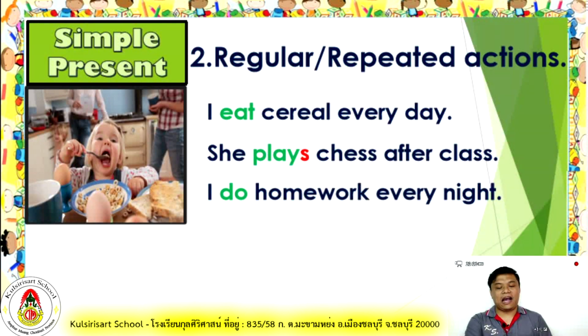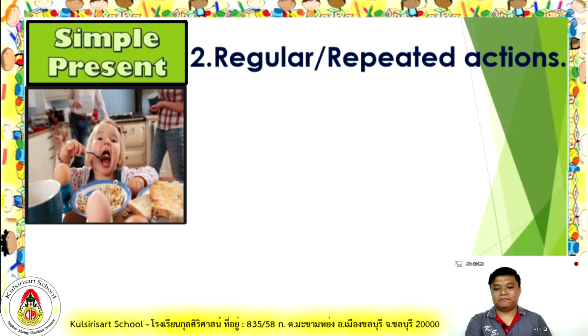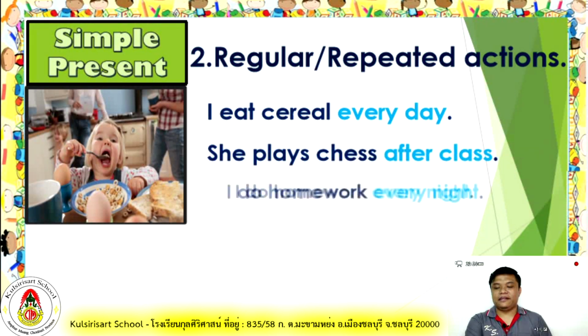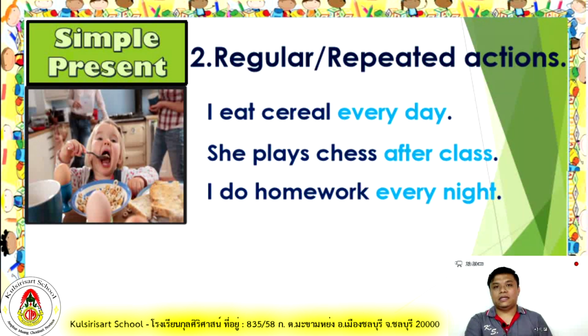She plays chess after class. After class, she plays chess. So this is a simple present form of the sentence. I do homework every night. Every night. This is a repeated action or a regular action. Can you see what words there tell us that it's happening on a regular basis or as a repeated action? The words every day, after class, and every night.